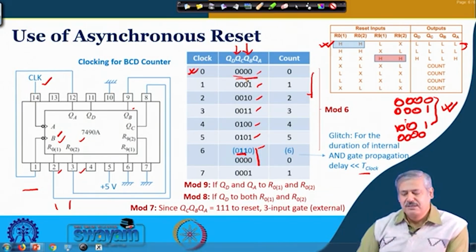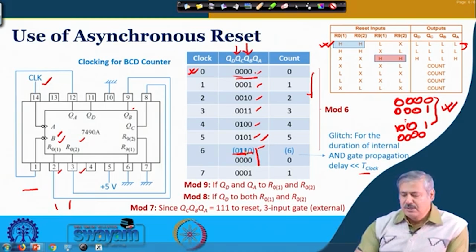Is it fine? So, what are the unique states for which, during the clock period, the counter holds a specific value? These are 0 0 0 0 up to 0 1 0 1. After that, it again goes to 0 0 0 0 for a very small duration, staying at 0 1 1 0.